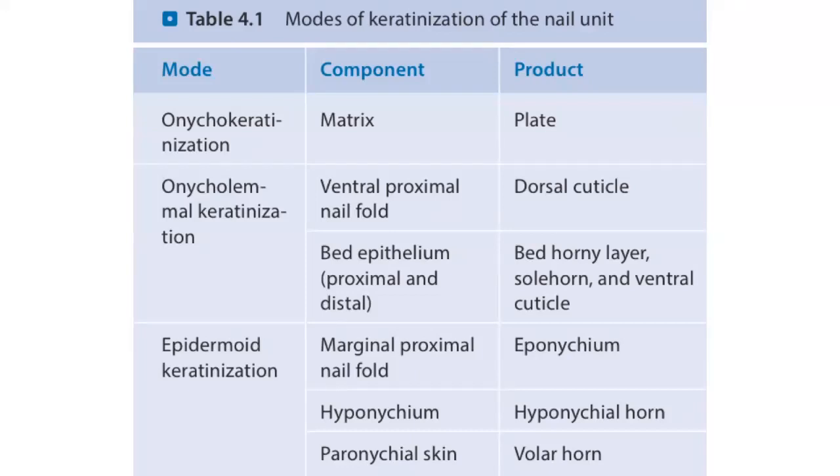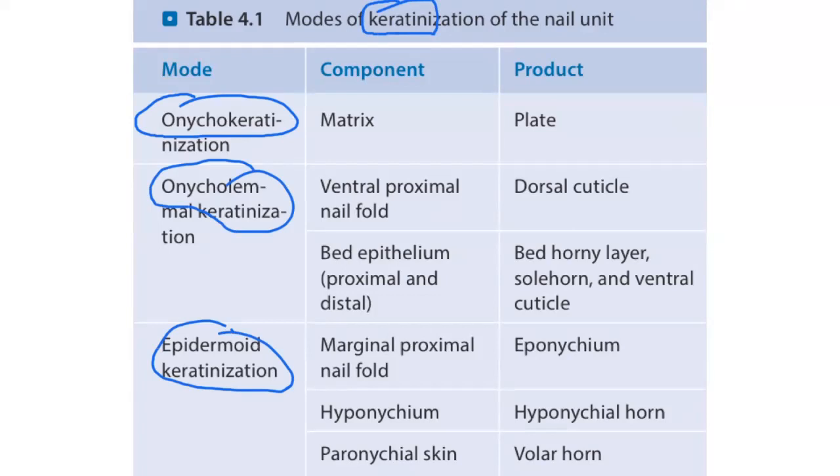And also the keratinization, the production of the nail plate. Keratin is the material because of which the nail is very hard. So the production is called keratinization. But there are different modes of keratinization: onycho-keratinization, onycho-lemmal keratinization, and epidermo-keratinization. Onycho-keratinization produces the plate, from the matrix. Onycho-lemmal produces the cuticle and horny layer, sole horn, and ventral cuticle.